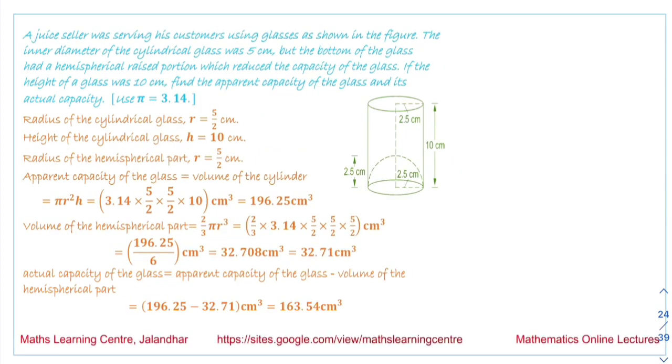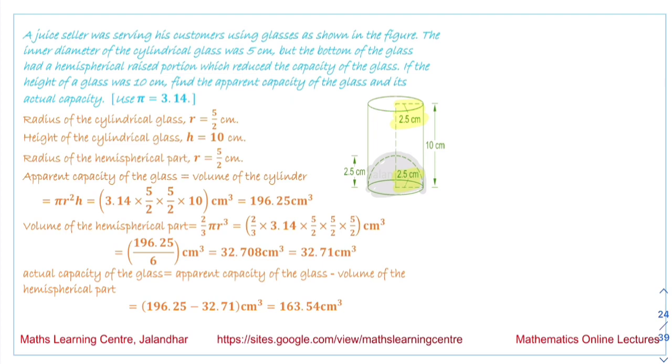Next we have, a juice seller was serving his customer using a glass as shown in the figure. The inner diameter of the cylindrical glass was 5 centimeter. This is given over here, that the inner diameter was 5 centimeter, and the bottom of the glass had a hemispherical raised portion. From inside, the bottom of the glass is raised like this. It has a raised portion over here. The bottom of the glass had a hemispherical raised portion which reduced the capacity of the glass.